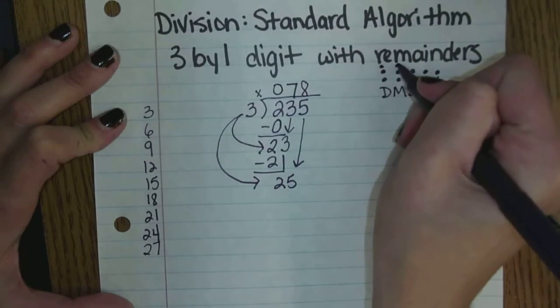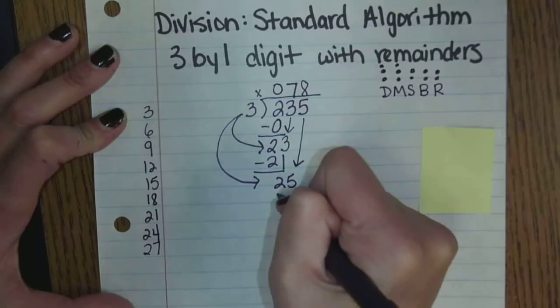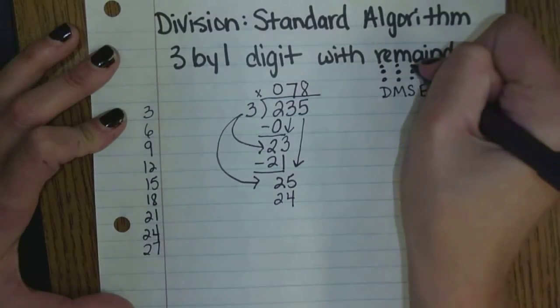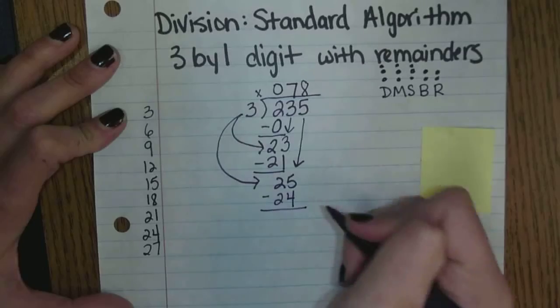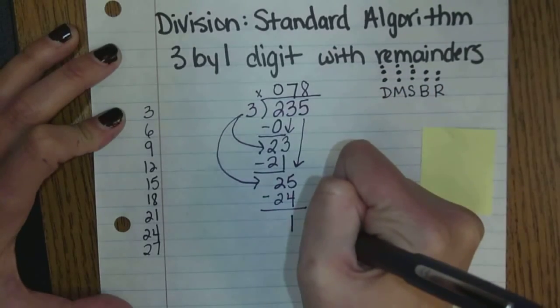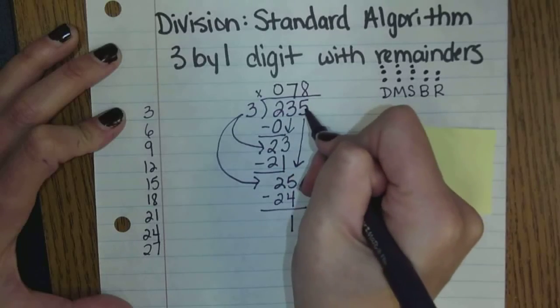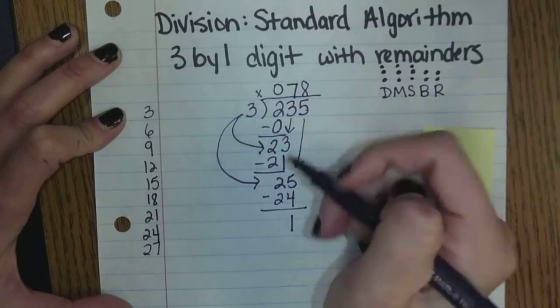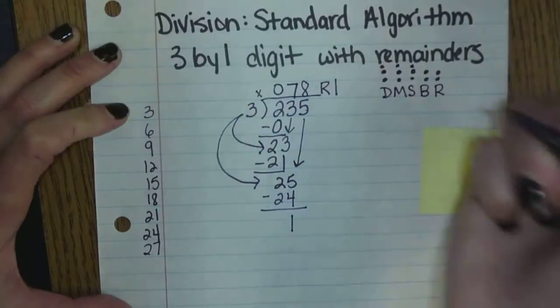Dividing. I'm going to multiply the 8 I just put up there. 8 times 3 is 24. Subtracting now. 25 minus 24 is 1. And bring down. There's nothing to bring down. And I have 3 digits here. I already subtracted 1, 2, 3 times, so I'm going to be left with a remainder here.